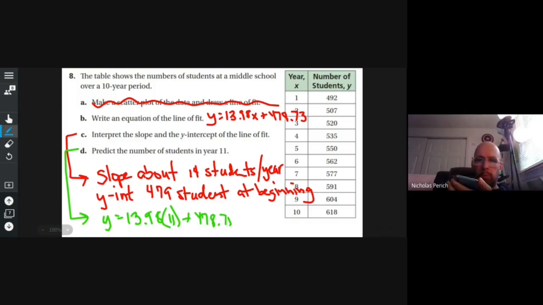What is 13.98 times 11 plus 478.71? Shoot, I think it screwed it up. That would be 632.49. No, I got it right. So it gave me 632.49, but I can't have 0.49 students, so I'm just going to say 632 students, which looks about right. The number seems to slowly be moving up, so 11 is just going to be a little bit more than 618. 632 students.